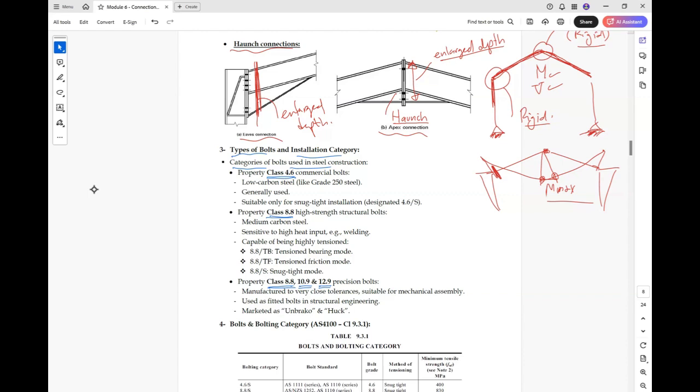4.6 is commercial bolts, low carbon steel, like grade 250 steel. This is the minimum strength generally used, suitable only for snug tight installation. That's why it is 4.6 slash S.